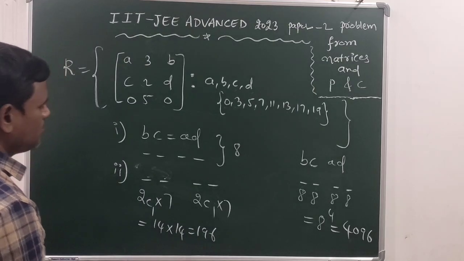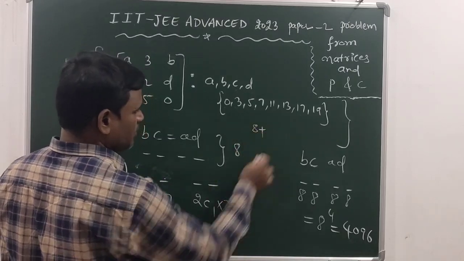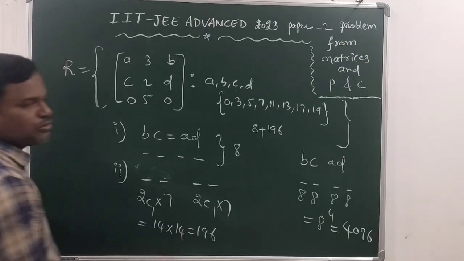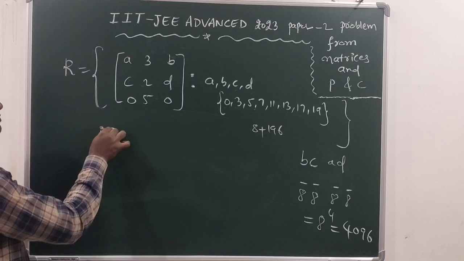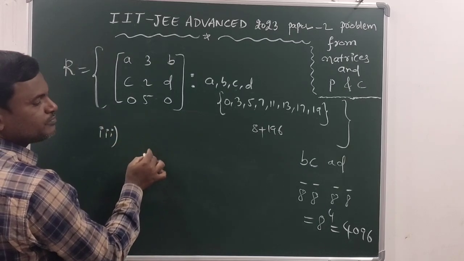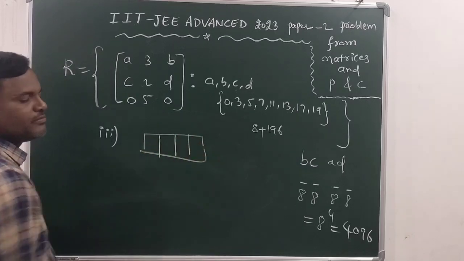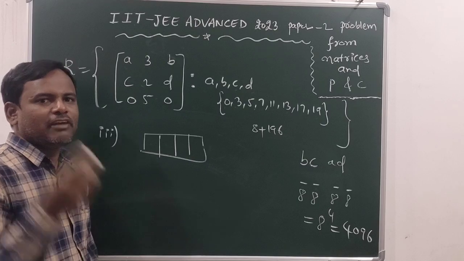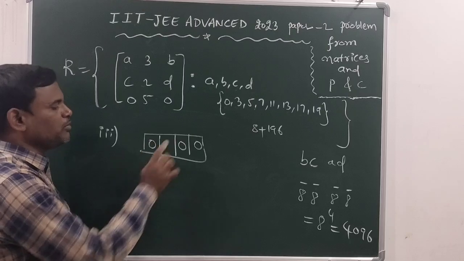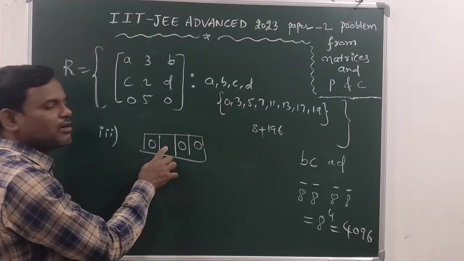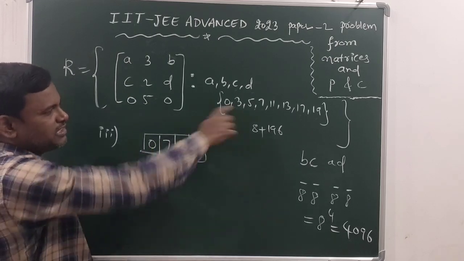Now here I am writing 8 plus 196. Next go to the third case. In the third case, among those 4, BC, AD, any 3 I would like to keep 0. Here I kept 3 places 0. In one place I want to put non-zero, like if I keep here 7.